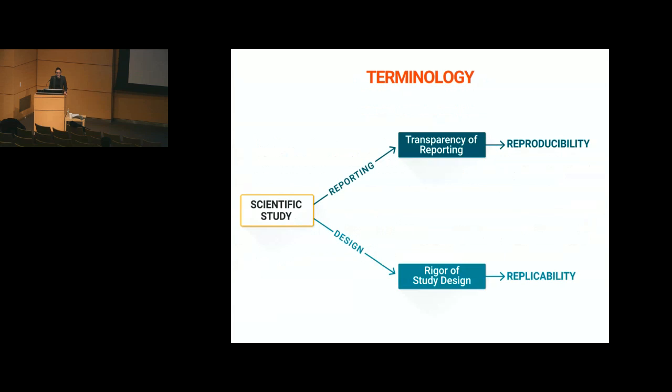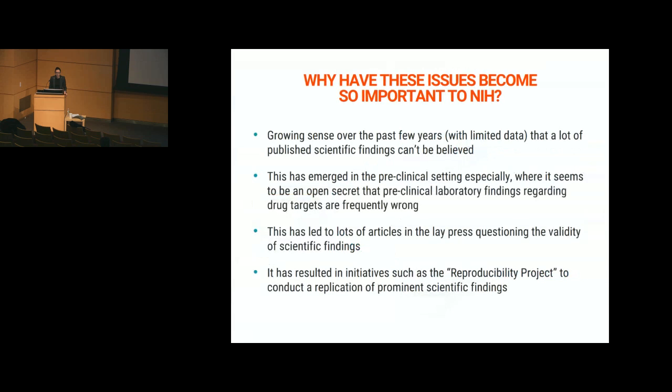So this diagram is meant to connect these terms. Transparency of reporting is about the reporting of the study, the paper, the final report. Rigor of the study is more related to the design and the methods that you use to reach those conclusions. So transparency leads to reproducibility, and rigor leads to replicability.